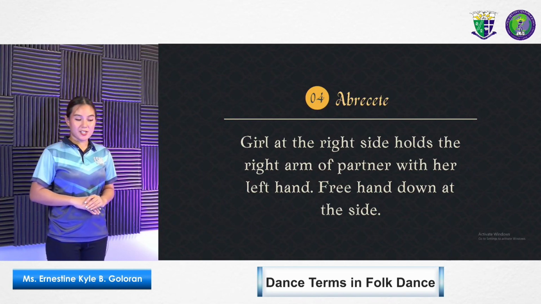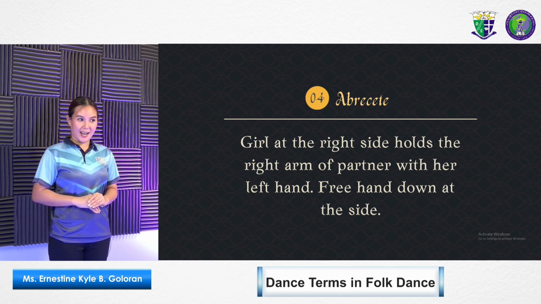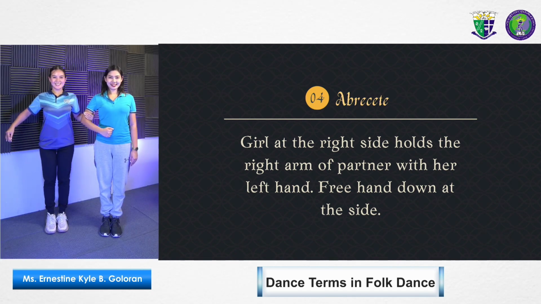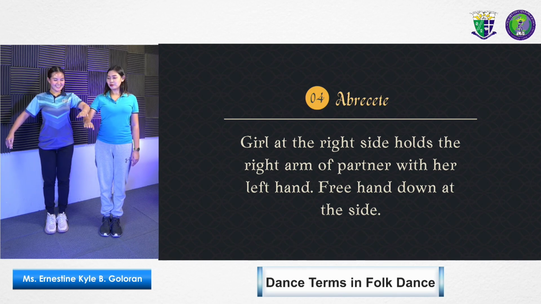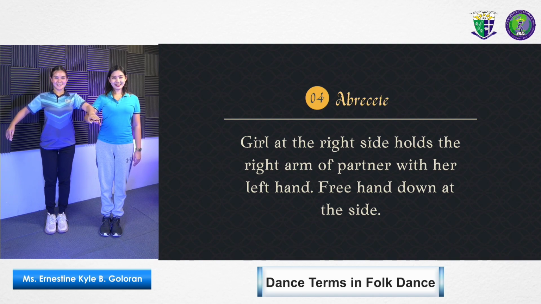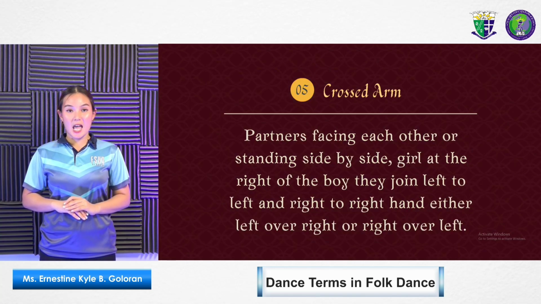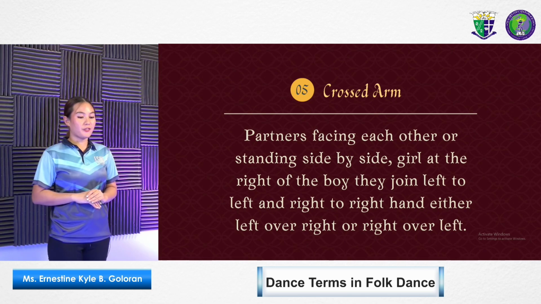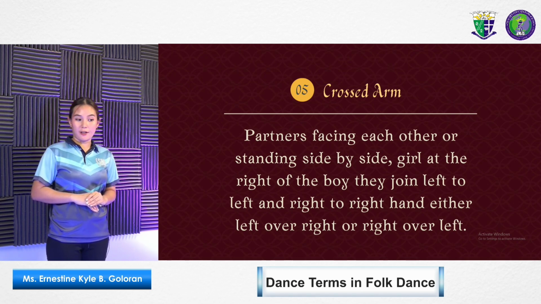Next is abracete. Girl at the right side holds the right arm of the partner with her left hand. Free hand down at the side. And for the last one, let's have the cross arm. Partners facing each other or standing side by side. Girl at the right of the boy, they join left to left and right to right, hand either left over right or right over left.